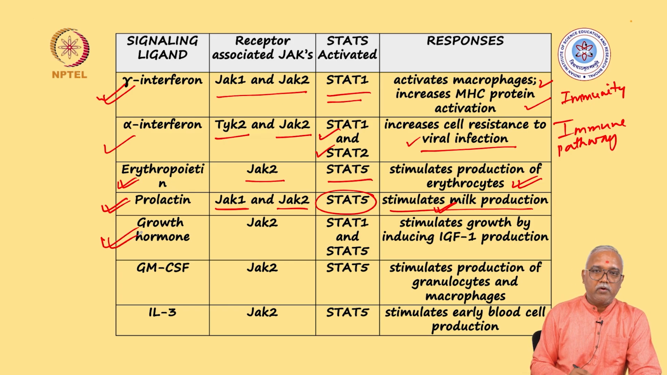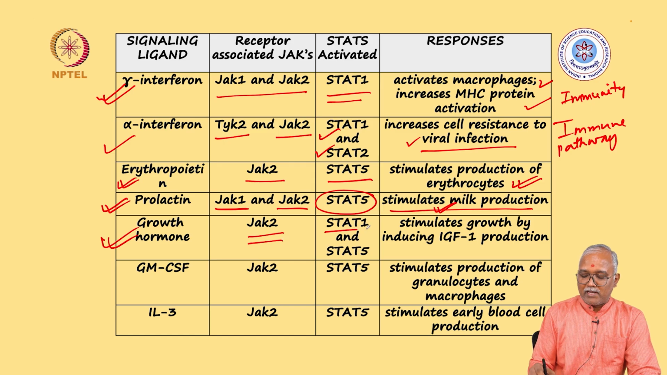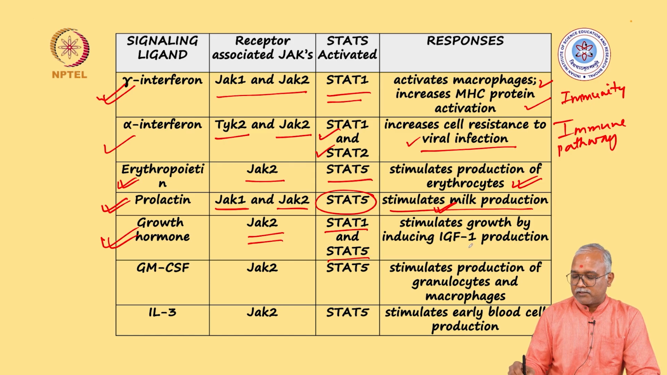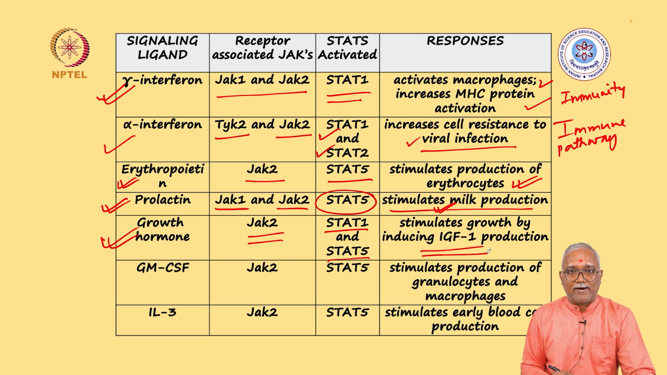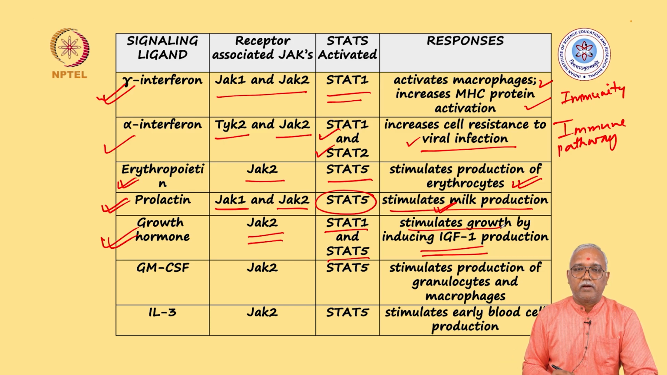Then there is a growth hormone which engages JAK2 as well as STAT1 and STAT5, and it stimulates the growth by IGF production. Remember, this IGF is called insulin-like growth factor. This works through the IGF receptor, it also works through the insulin receptor, and together it will stimulate the growth. And if you recollect, it is actually working through receptor tyrosine kinase. JAK-STAT itself is a receptor tyrosine kinase kind of signaling, and we saw how collectively different receptor tyrosine kinase signaling helps in cell growth, proliferation, survival, migration, and so on.